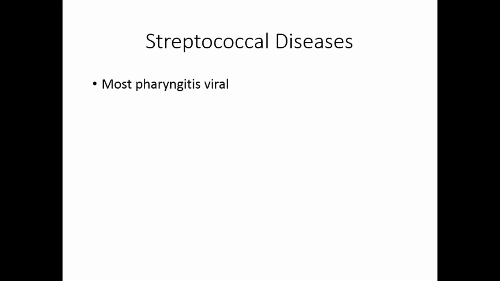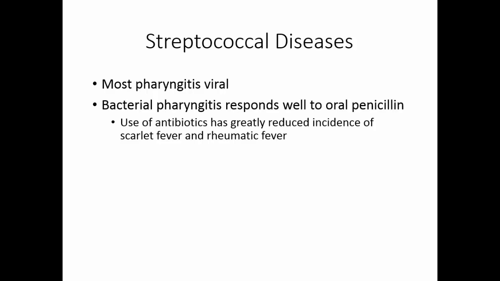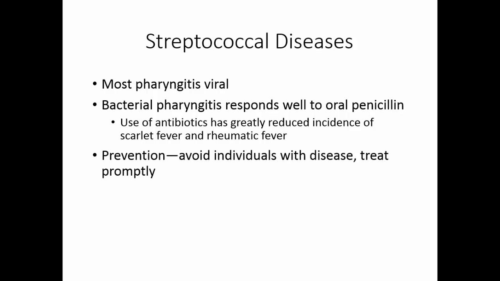Most pharyngitis is really viral, but the bacterial pharyngitis will respond well to oral penicillin. Because we now have antibiotics, this has greatly reduced the incidence of both scarlet fever and rheumatic fever, as well as the glomerulonephritis. The best prevention is to avoid individuals with strep throat and then treat any diseases promptly so they don't develop into more complicated diseases.